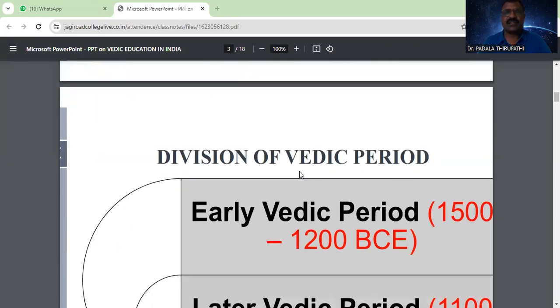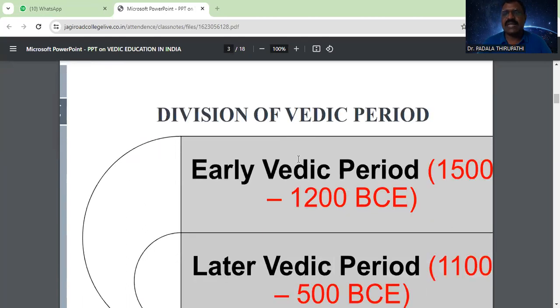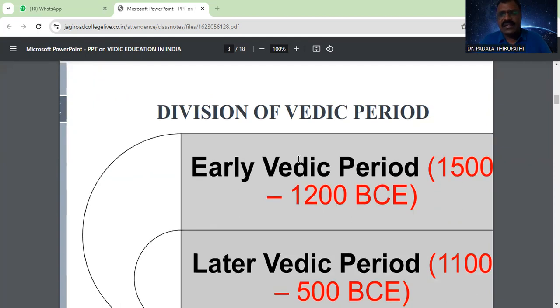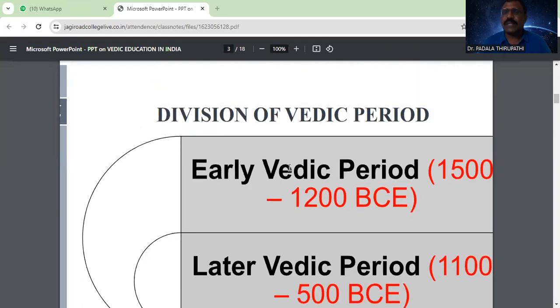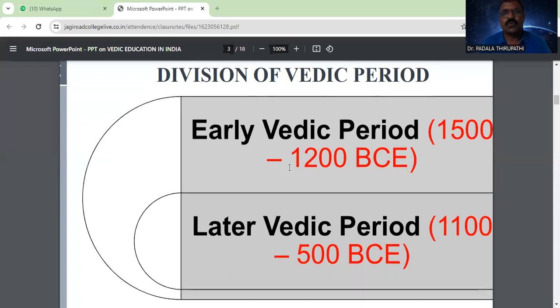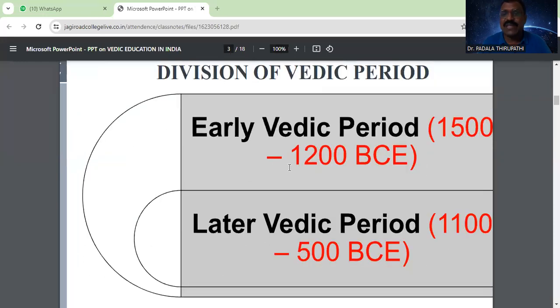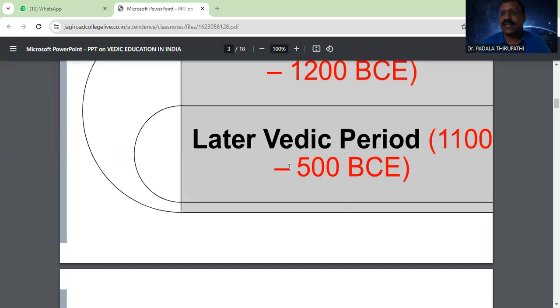But before the Vedas, the Vedic period is divided into two divisions. Number one, the early Vedic period, which is 1500 to 1200 BC. And the later Vedic period, which was 1100 to 500 BC. This is the division of the Vedic period: number one, early Vedic period, and the second one, later Vedic period.